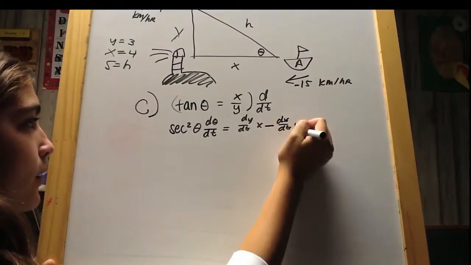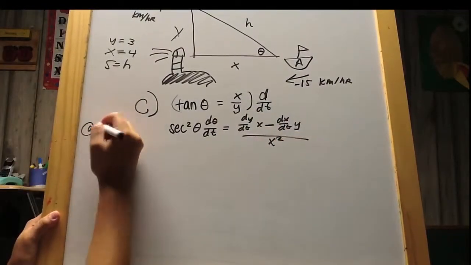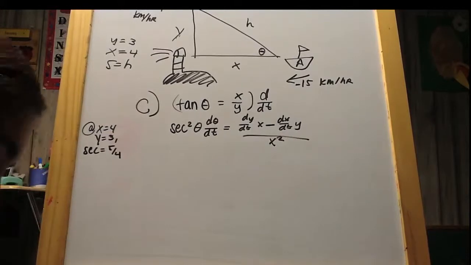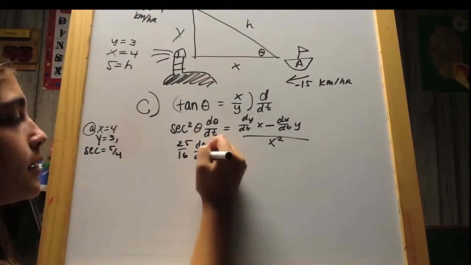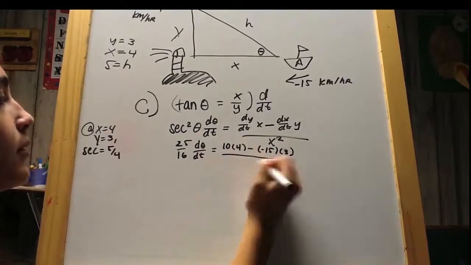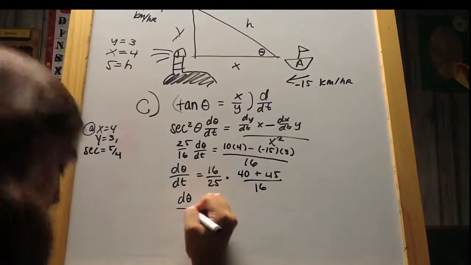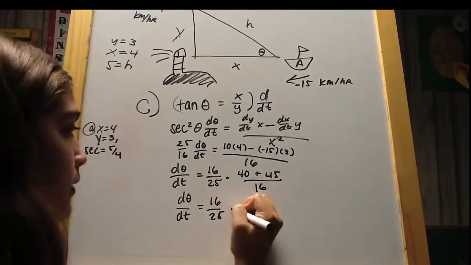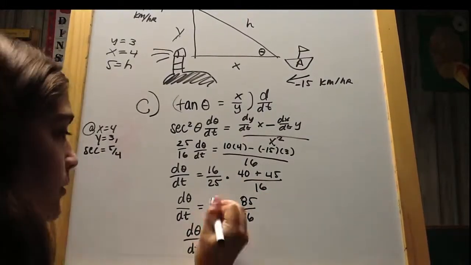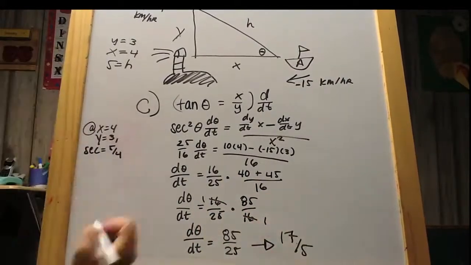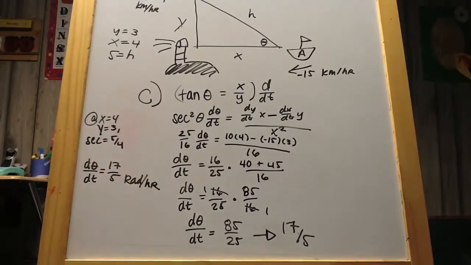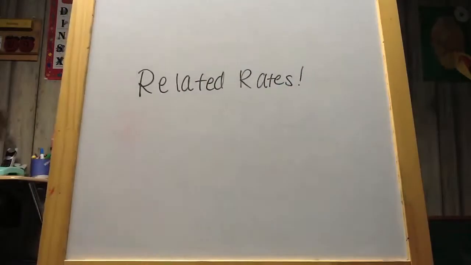After all of this, here's your equation. Now we fill things in. Remember that since secant of theta is h over x, when x equals 4 and y equals 3, secant of theta is 5 over 4. From here, plug in the variables and solve. We get an answer of 17 over 5 radians per hour. This has been related rates. The most important thing to remember is to make sure that your variables are able to change with respect to something else.